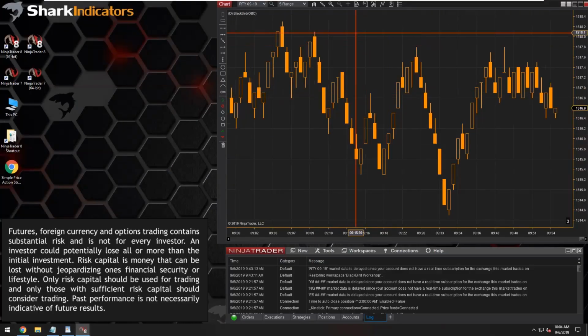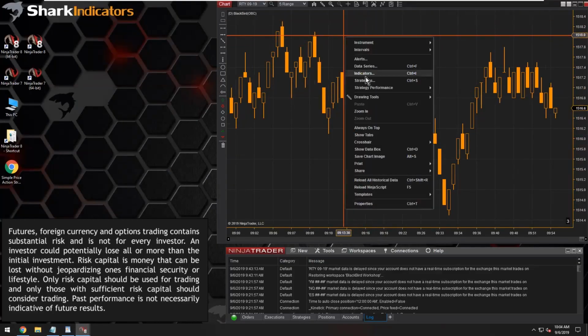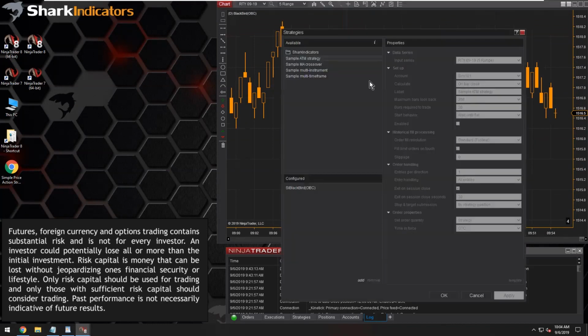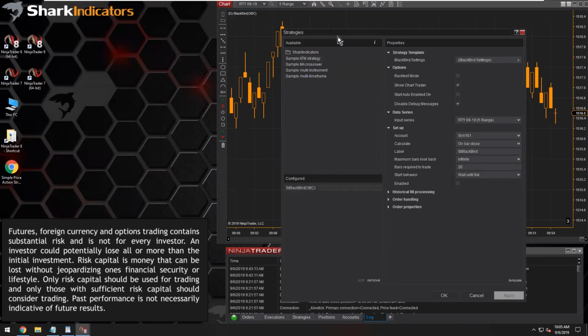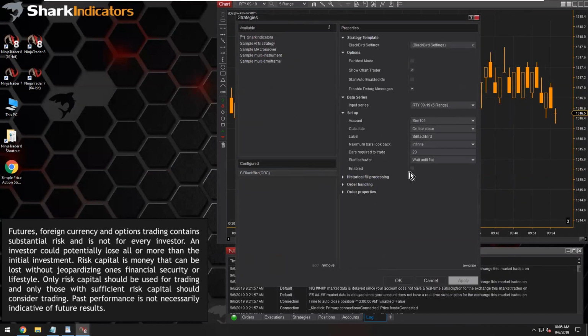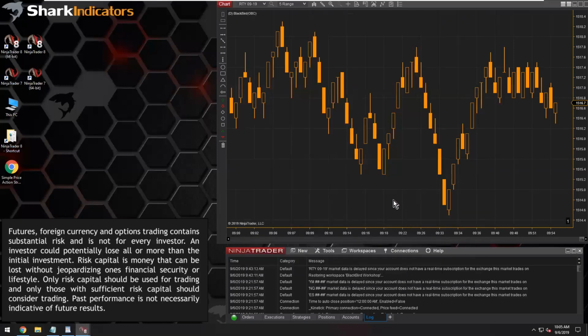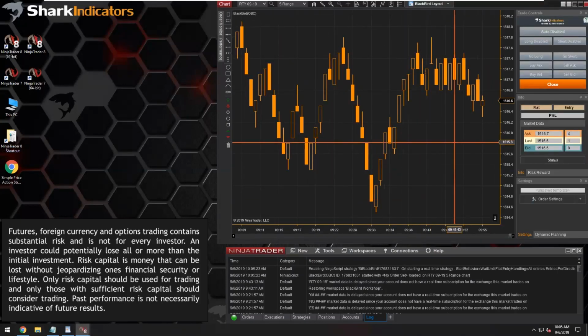All right, and to get BlackBird up and running, we're going to go into the strategies window. I already have BlackBird on this chart, so I just need to enable it. Enabling strategies is something that's unique, that sets them apart from indicators. So just click OK. All right, there we go. BlackBird's up and running.